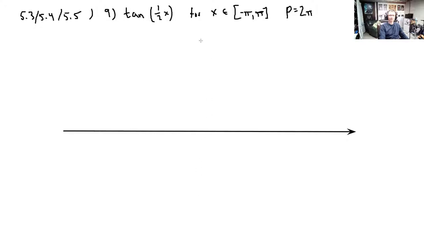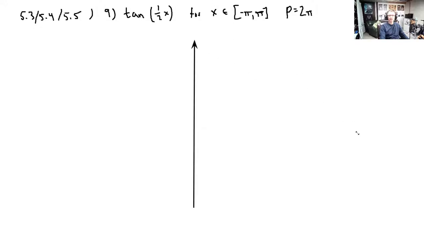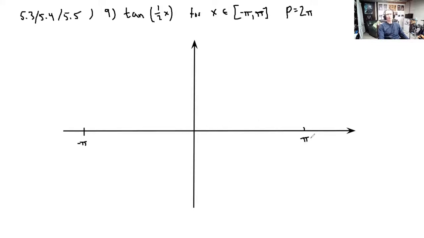So here we go. Tangent is more difficult to graph, at least for me, if you've seen the lectures. So I'm going to plot negative pi here. I'm going to plot pi here. You know, and then we'll ask ourselves, let's look for a starting point. Maybe we can figure out what tangent of 0 is. Maybe a minute ago you watched the movie on section 5.2, and so you know what tangent of 0 is. Tangent of 0 is 0. So here's our starting point.